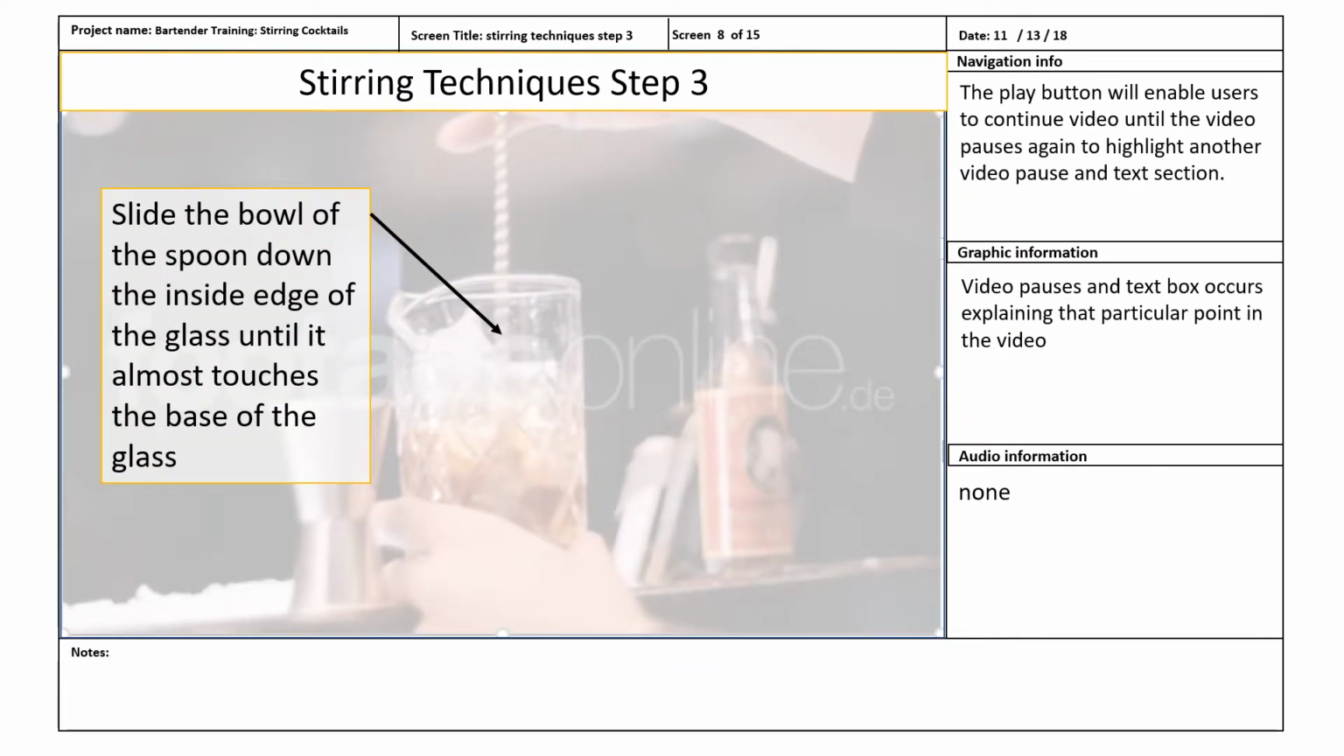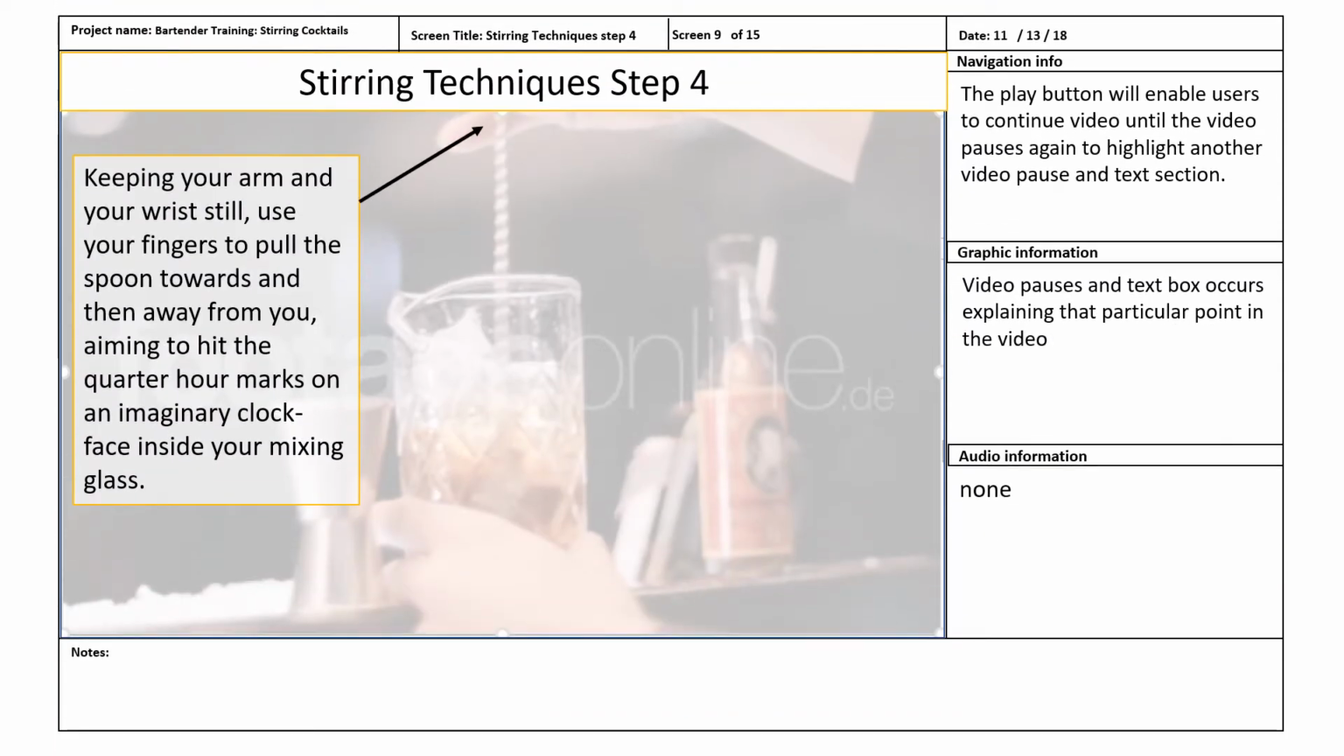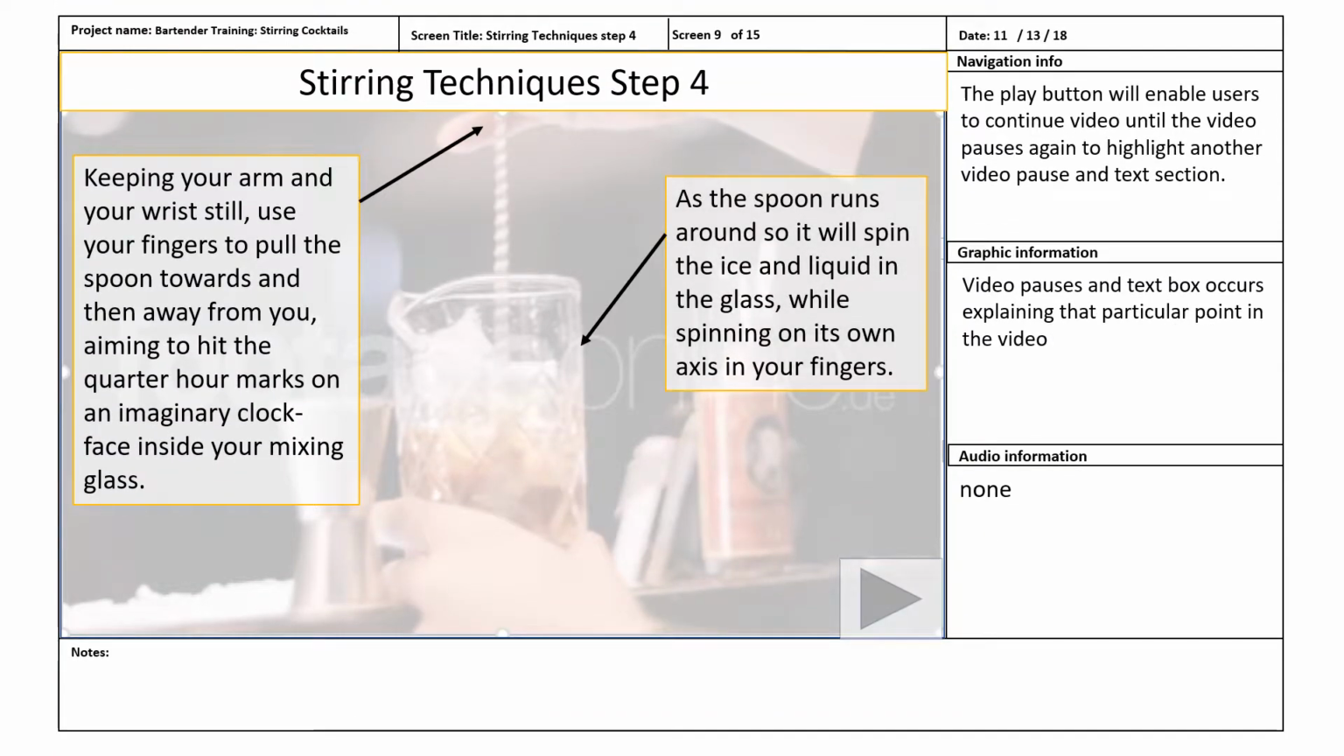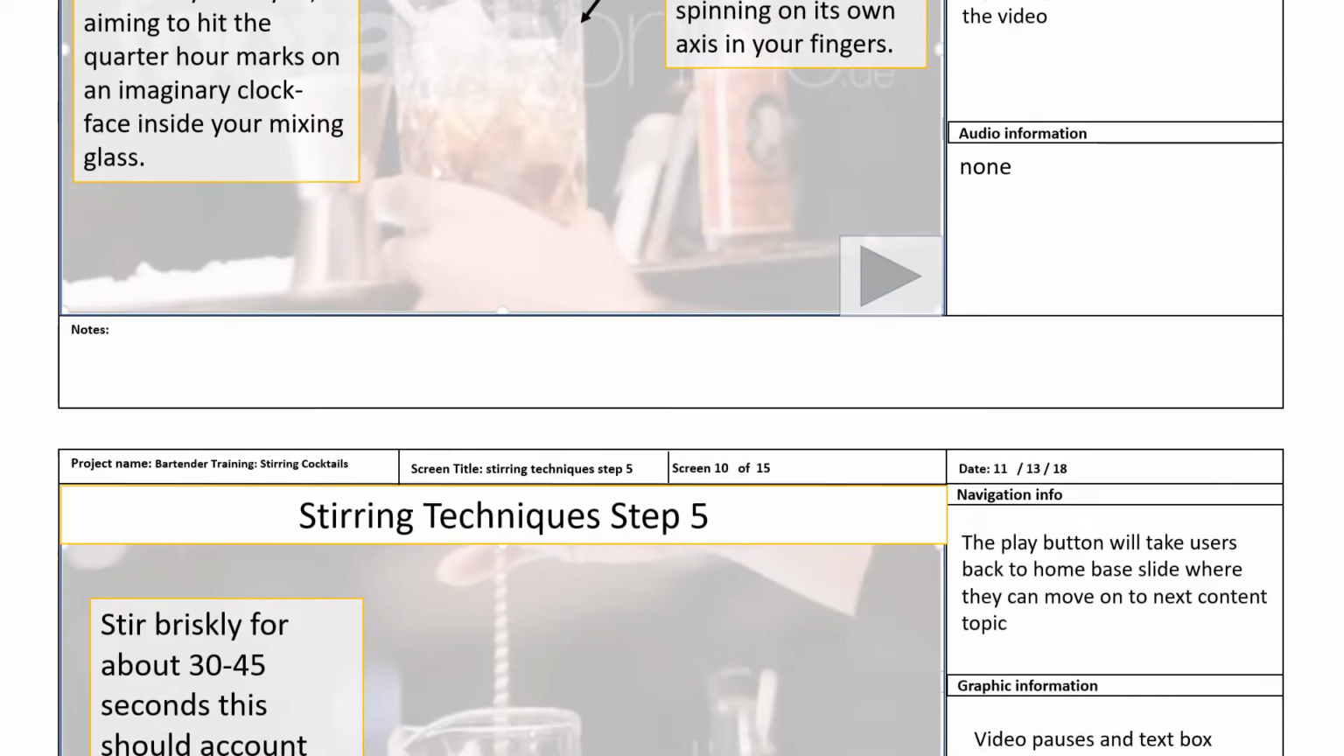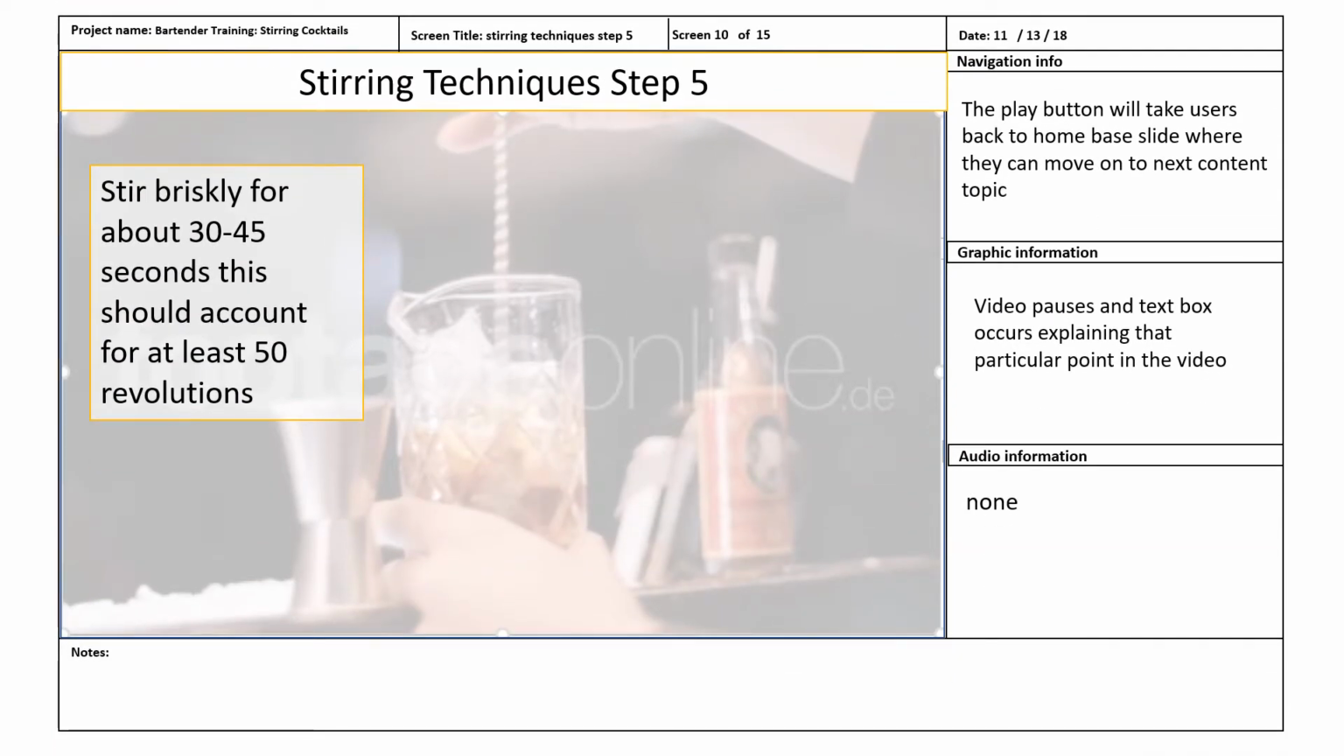The movie pauses a third time with the third step highlighted, and we will press play to continue. And again, the movie pauses for the fourth step. This step, as you can see, has a bit more detail. And we will press play to continue. This is the last pause for the fifth step in stirring. This time the play button will take the user back to the home slide to choose their next topic.